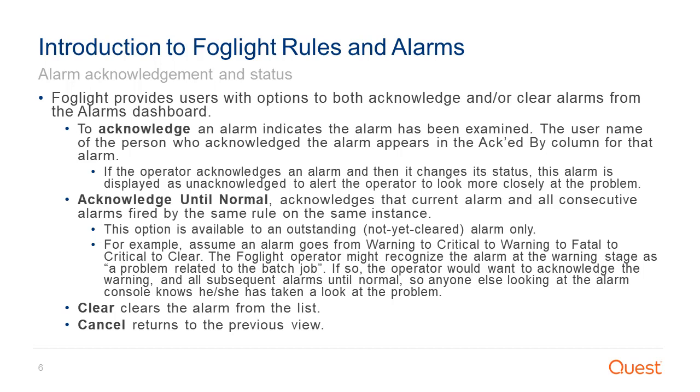For example, let's assume that an alarm goes from warning to critical, to warning, to fatal, to critical, to clear. The Foglight operator might recognize the alarm at the warning stage as a problem that's related to the batch job. If so, that operator would want to acknowledge the warning and all of the subsequent alarms until normal. So anyone else looking at that alarm console will know that he or she has taken a look at the problem. Clear clears the alarm from the list. Cancel returns to the previous view.